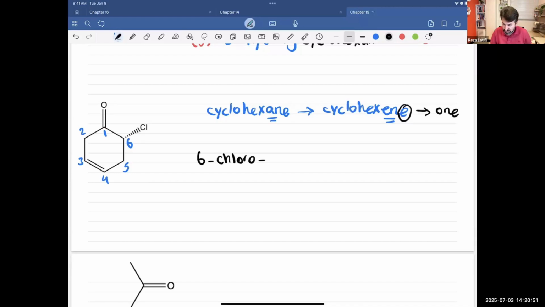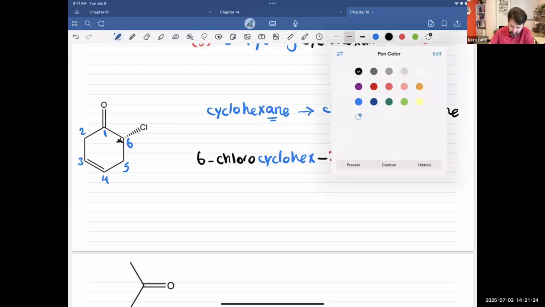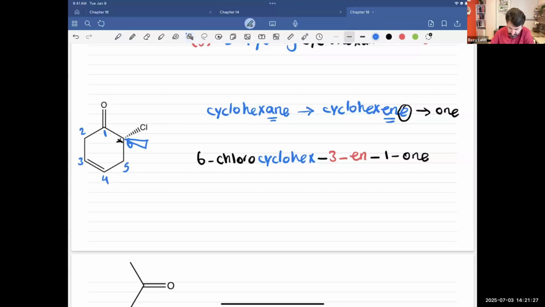Next, I have a ring, and it's going to be cyclohex-. Okay, but I'm going to stop there. And then I say dash. Let me show the position of the double bond sitting on the 3rd carbon. I say 3, and then I say en. Okay, now I need to show the position of the carbonyl, and it will be 1-O-N-E. And do I have a chiral center? Yes, this is the chiral center. And remember, we do have hydrogen here. Hydrogen is facing toward us. Let's assign the order.